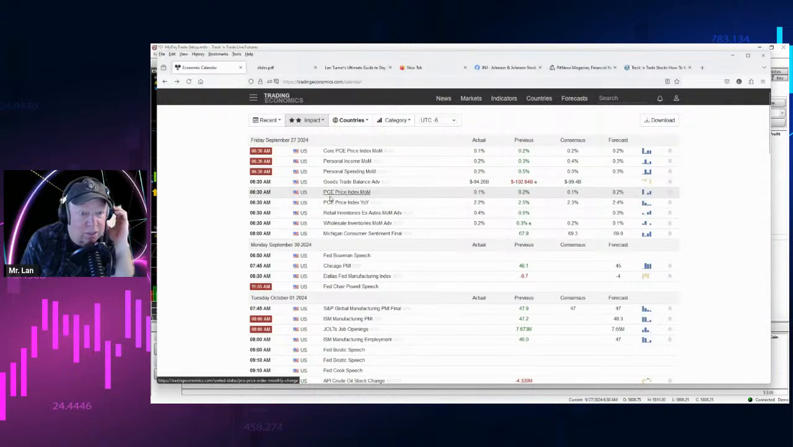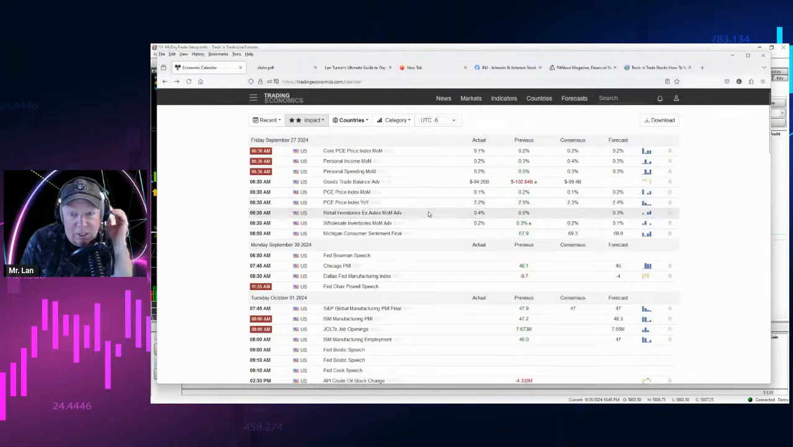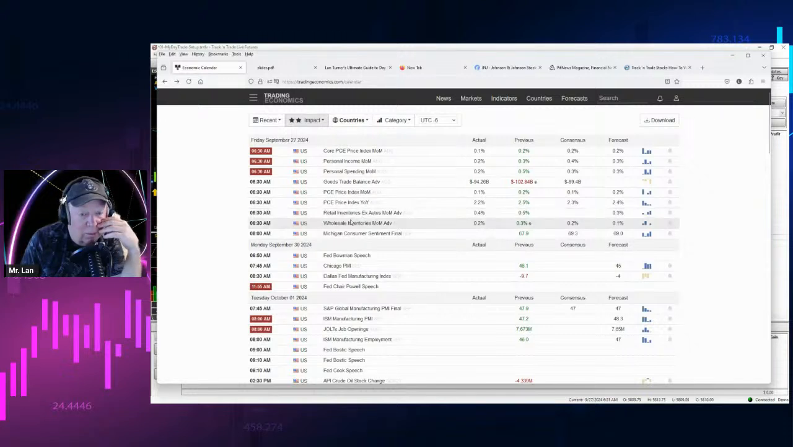PCE price index month over month. That looks like a repeat of the same one up here. I'm not sure why that one's in there twice. This is year over year, 6:30. 2.4 to 2.2 price index. So prices didn't go up year over year. Retail inventories for automobiles went up, so not as many people are buying automobiles. Wholesale inventory month over month.